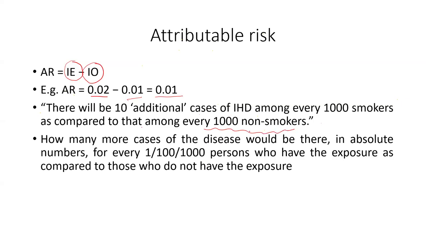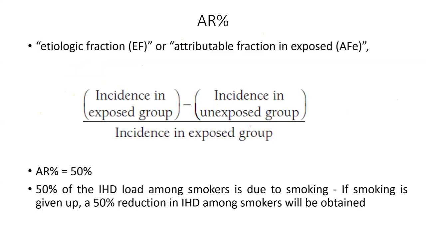So how many additional cases, extra cases, are there in the exposed is what the attributable risk tells you. And usually what you do is you at least report attributable risk percent. That is what I showed you in the graph. So out of the total risk, so risk is incidence, out of the total risk in the exposed group, what percentage is because of the exposure?